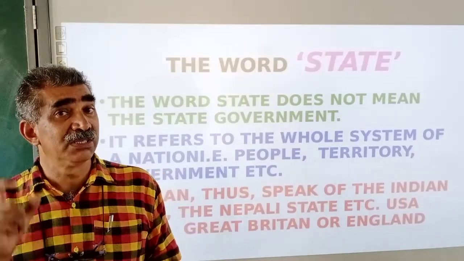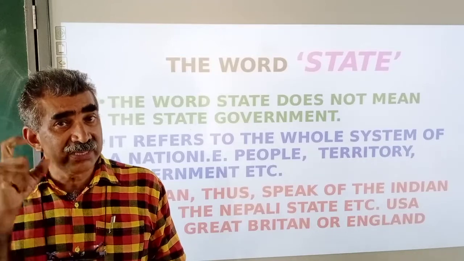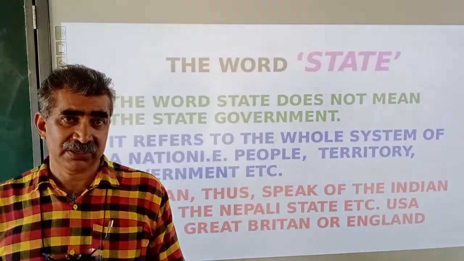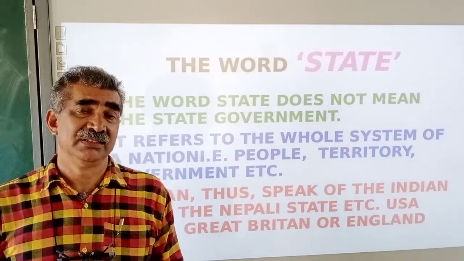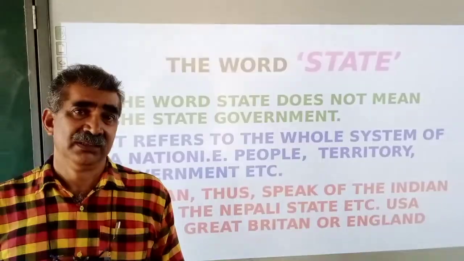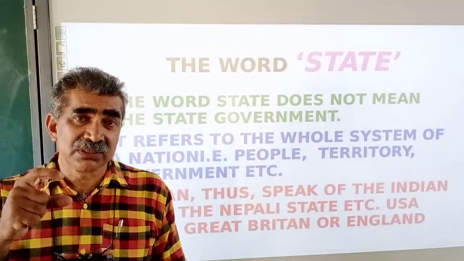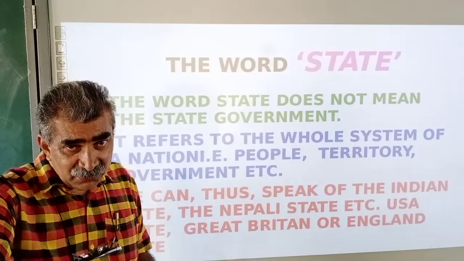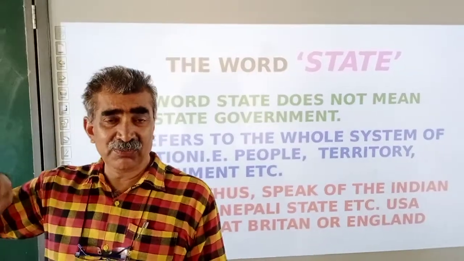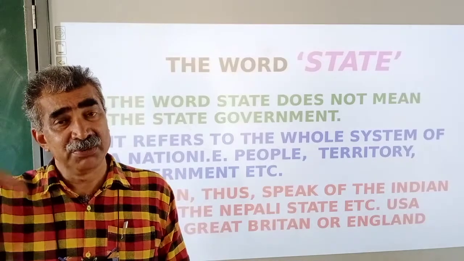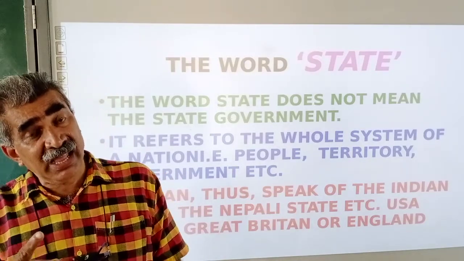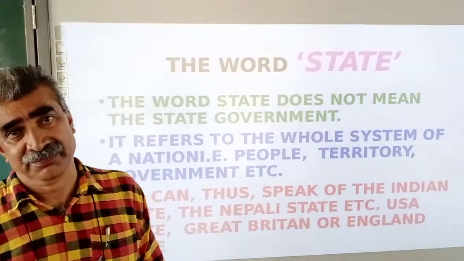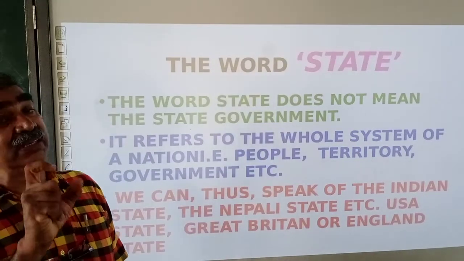So when you use the word state, India is a state, Nepal is a state, USA is a state, Britain is a state. So when we use all these words as state, it includes the people who are living in a defined territory. We have got a defined territory of India. The people are living in a defined territory and we have a systematically organized government which has got 3 organs.